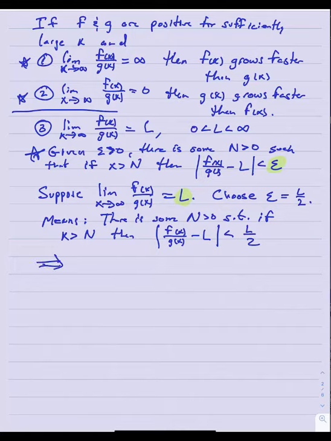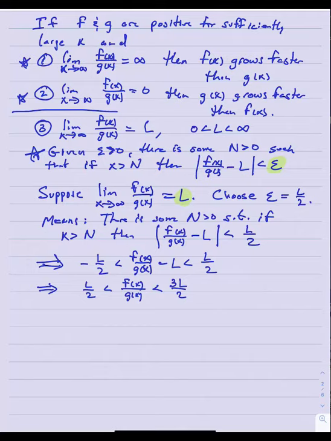Okay, what does that say? Well, if I translate that into a pair of inequalities without absolute value, it would say negative L over 2 is less than f of x over g of x minus L, which is less than L over 2. If I added L to all three parts, I would get L over 2 is less than f over g, which is less than 3L over 2.